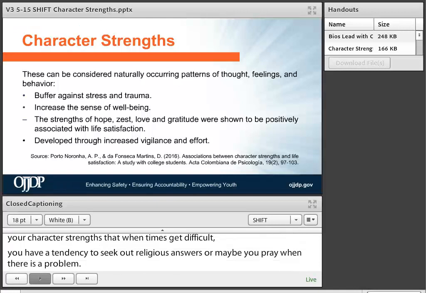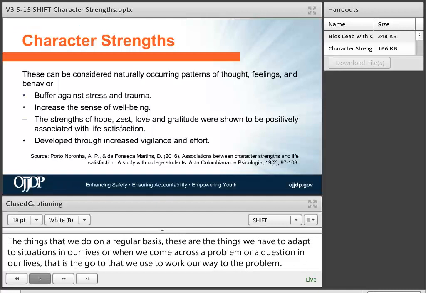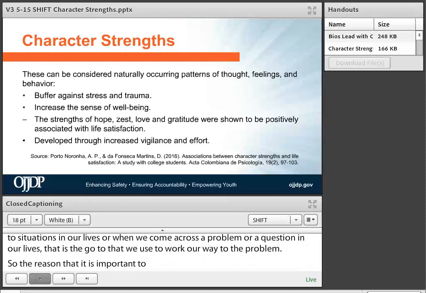But it's the things that we do on a regular basis to adapt to situations in our life, or when we come across a problem or a question in our life, that it's the go-to that we use to work our way through that problem. So the reason that it's important to understand what our character strengths are is because it can help us buffer against stress and trauma. So if we know what our strengths are, then we can have those as our go-to in times of need.